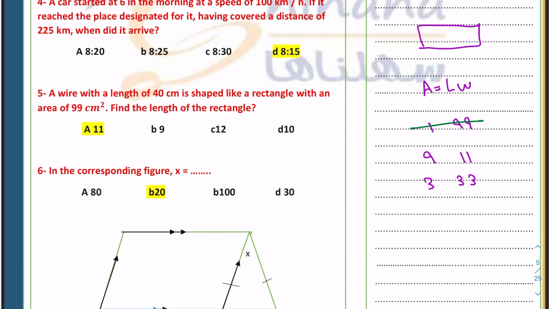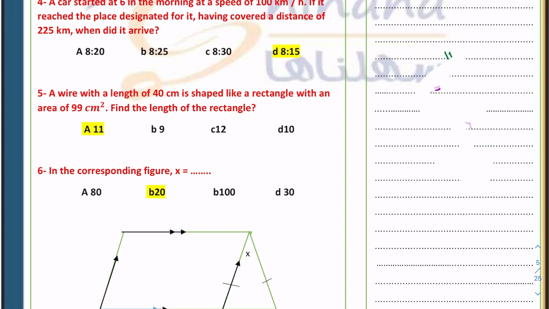Now, if I have 9 and 11, I will write here 9 and here 9, here 11 and here 11. If you want to check, 9 and 9 is 18. 18 plus 22 will be 40. So it's correct. So this is the scenario. The length of the rectangle is the greatest side, which is 11. If the question is asking about the width, it will be 9.